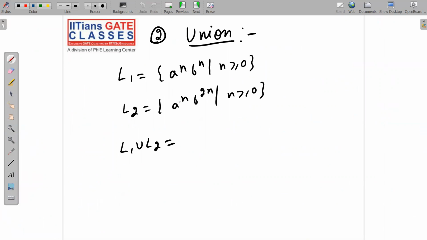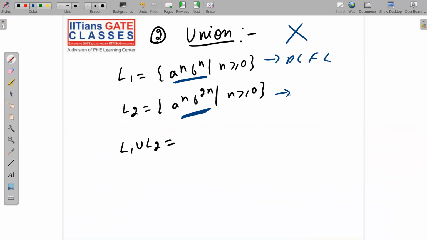Union operation. See here, this is a very simple counter example. You may think that in union DCFLs are closed, but I'm saying that in union also DCFLs are not closed. So how will you prove it? This is again a very simple example. L1 is A^n B^n, this is first class DCFL.